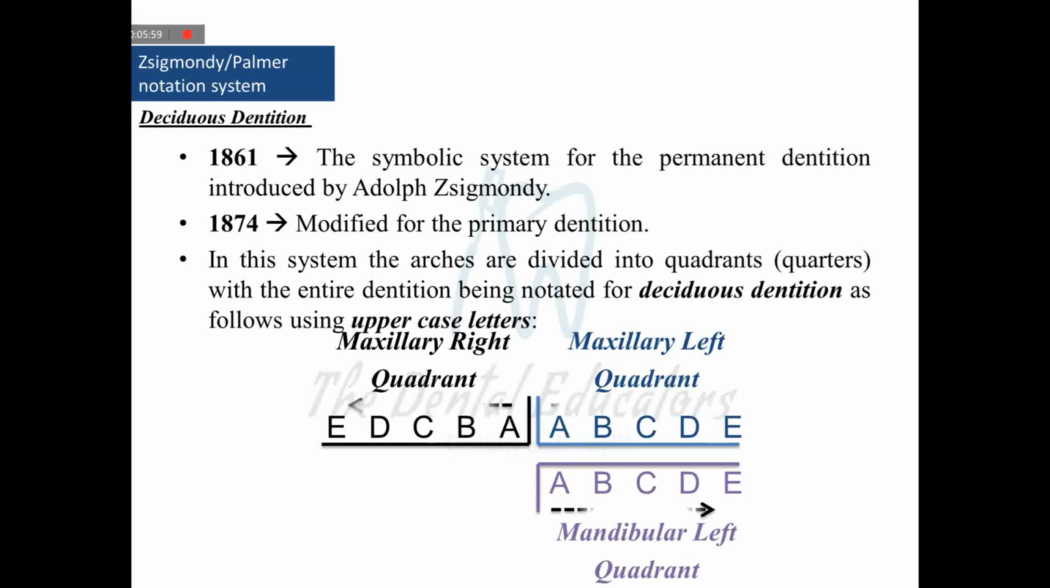Now going towards the mandibular arch, we draw a symbolic representation again. So again we first draw this straight line which divides the maxillary and mandibular arch from each other.